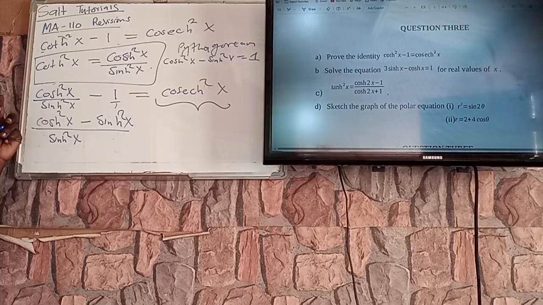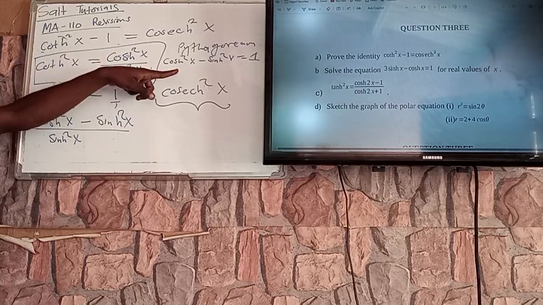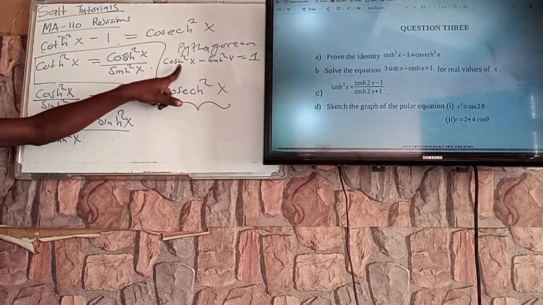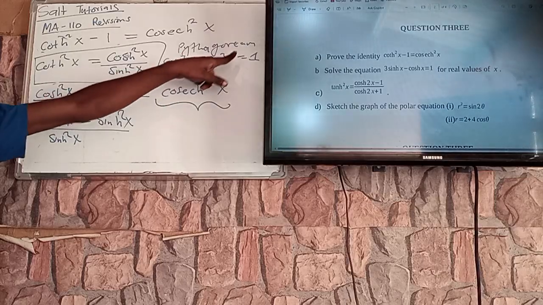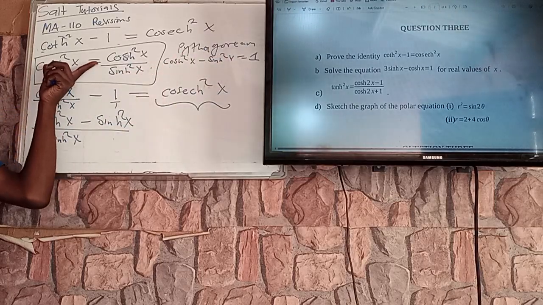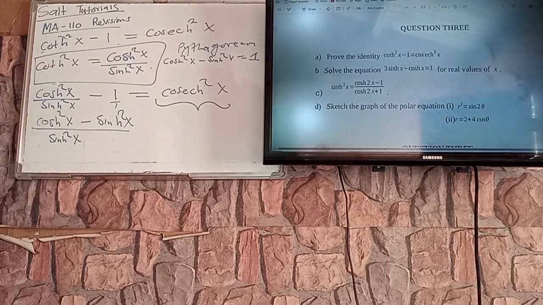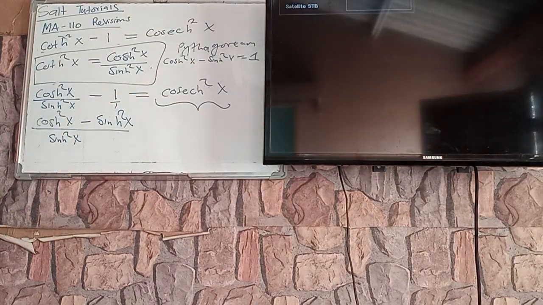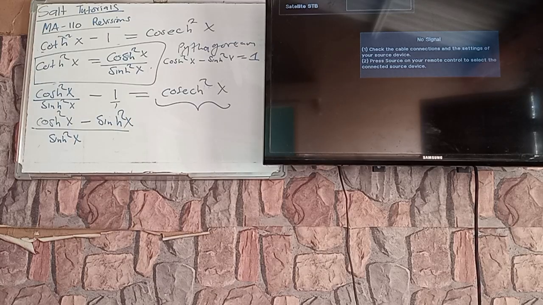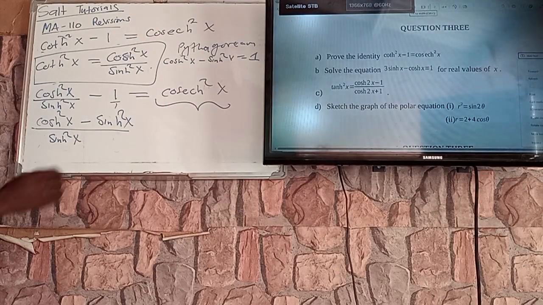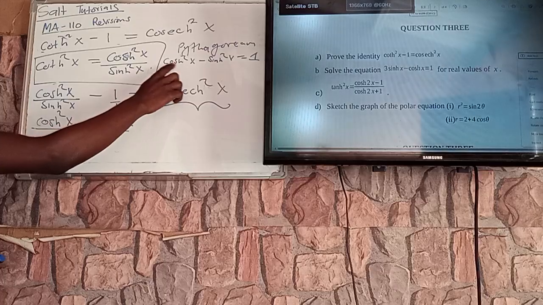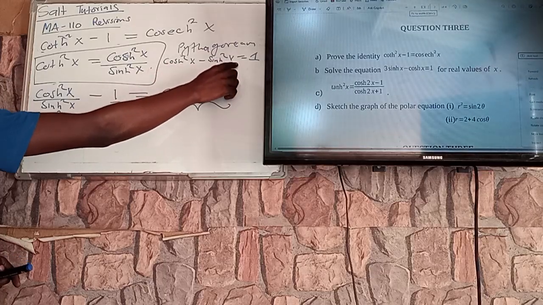If it was a trigonometric function without hyperbolic function, the Pythagorean identity states that cos squared x plus sin squared x equals 1. But this is hyperbolic functions. Every time you see my h, it means we're talking about hyperbolic functions. So in this case, the Pythagorean identity says cosh squared x minus sinh squared x would equal 1.